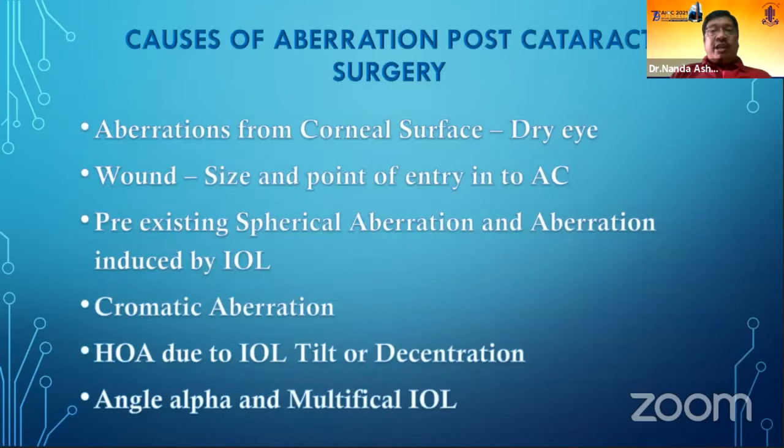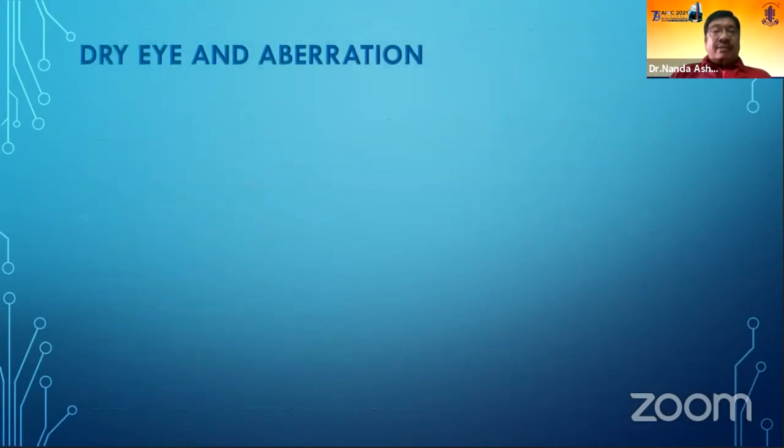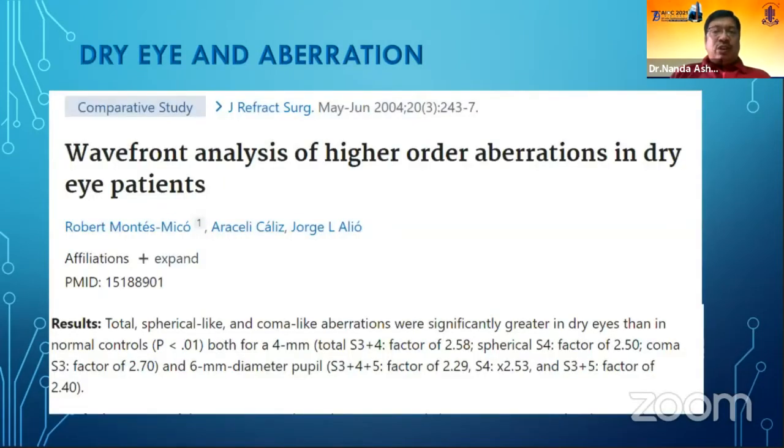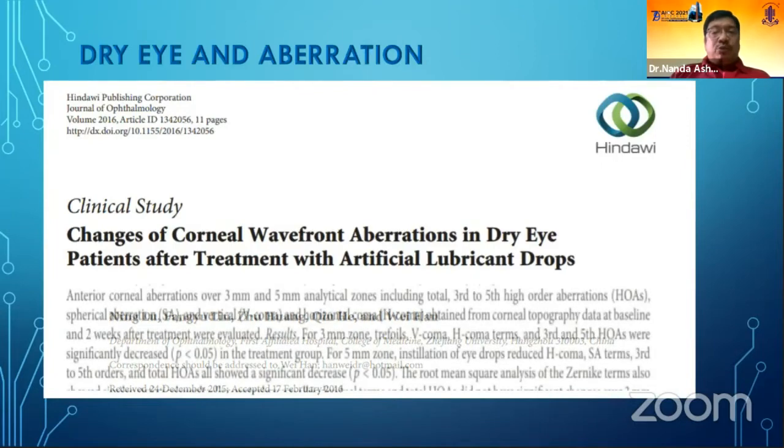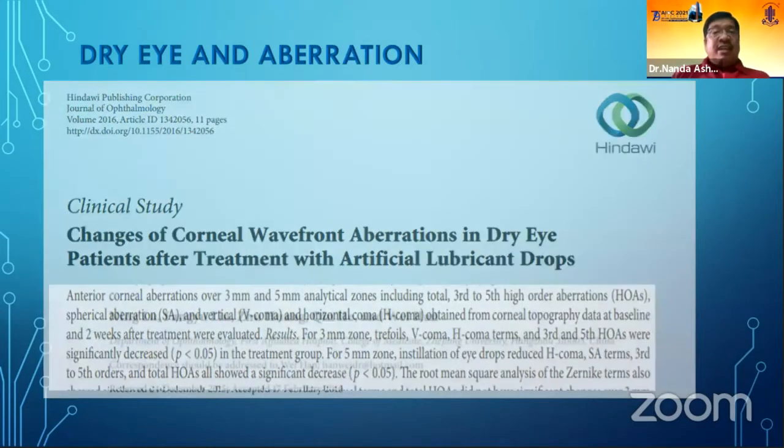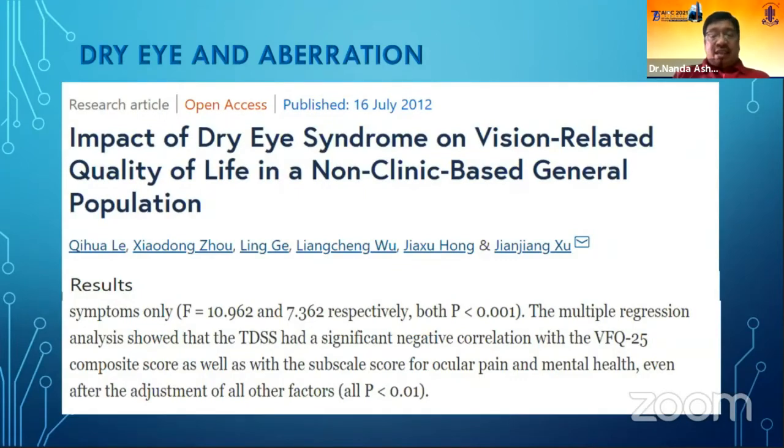There are various causes in the post-cataract scenario which can cause aberration. From the corneal surface, dry eye has been covered by Praveen. From the wound, from pre-existing spherical aberration and aberrations induced by the lens, chromatic aberrations caused by IOL tilt and decentration, and most importantly, use of premium IOLs when angle alpha is big. I'll not go into details of dry eye aberration. We all know dry eye causes aberration, especially the coma and trefoil, and lubricating drops do improve these aberrations. It has also been seen that dry eyes not only increase aberration, they also decrease the vision-related quality of life.